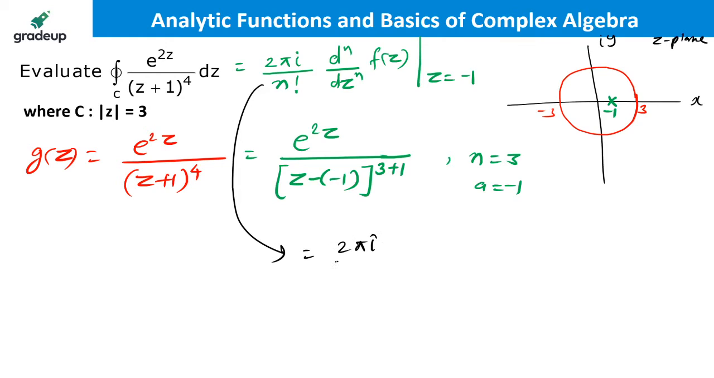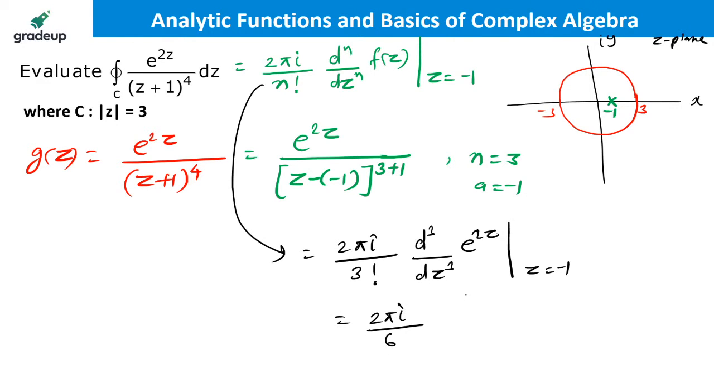So 2 pi I factorial n, n is 3, factorial 3, third derivative of this f of z, e raised to 2z, evaluated for z equal to minus 1. So 8 e raised to 2z, evaluated for z equal to minus 1. 16 by 6, that is 8 by 3 pi I e to the power minus 2. This will be the answer.